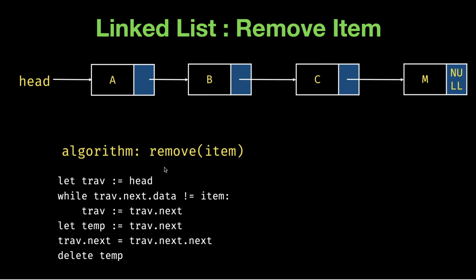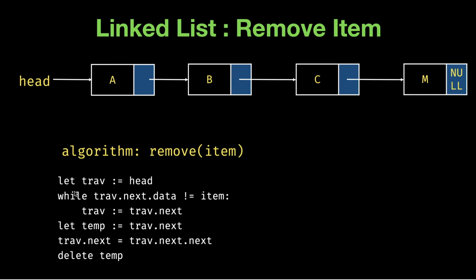So let us see how we can remove an item. For removal, let's see how we can do it. First of all, we define a pointer to the head, and then we will try to see if we have reached the item just before the item to delete, right? So if we try to delete B, we will go and stop at A. If we try to remove M, we will go and stop at C. We will try to stop at just one node before the node to be deleted.